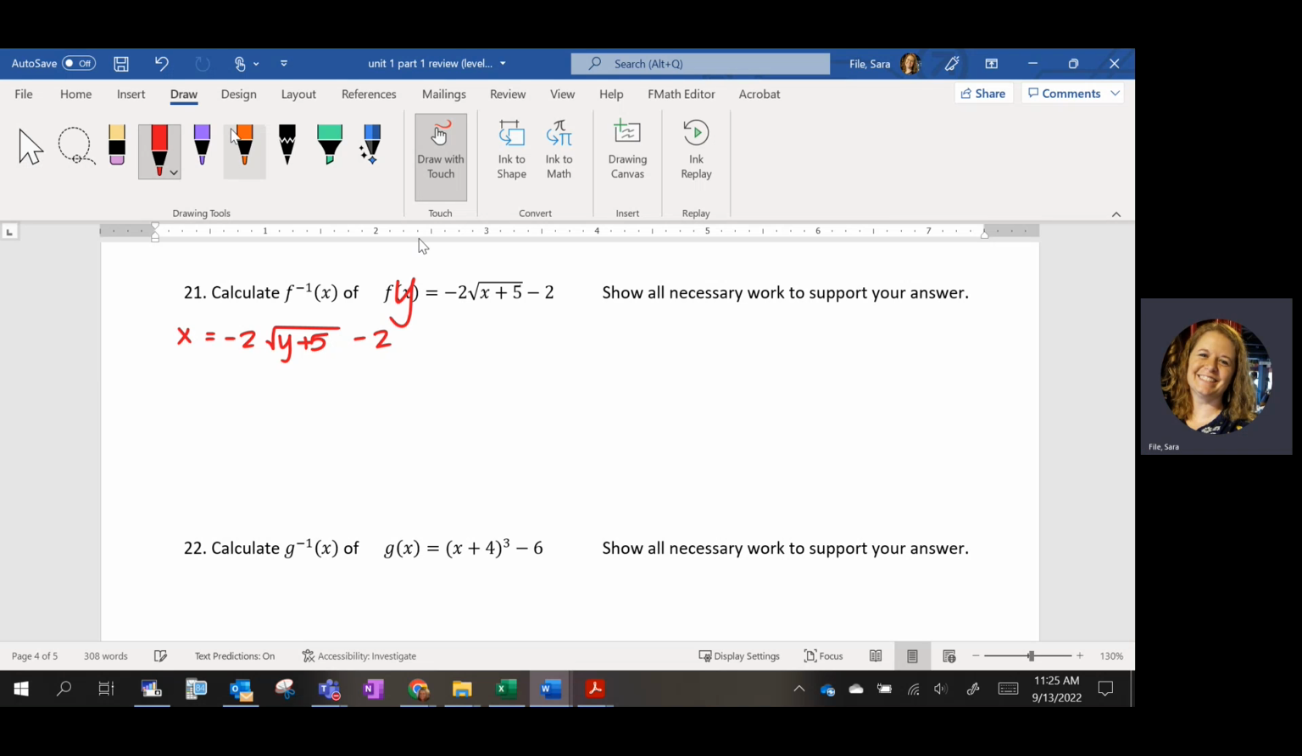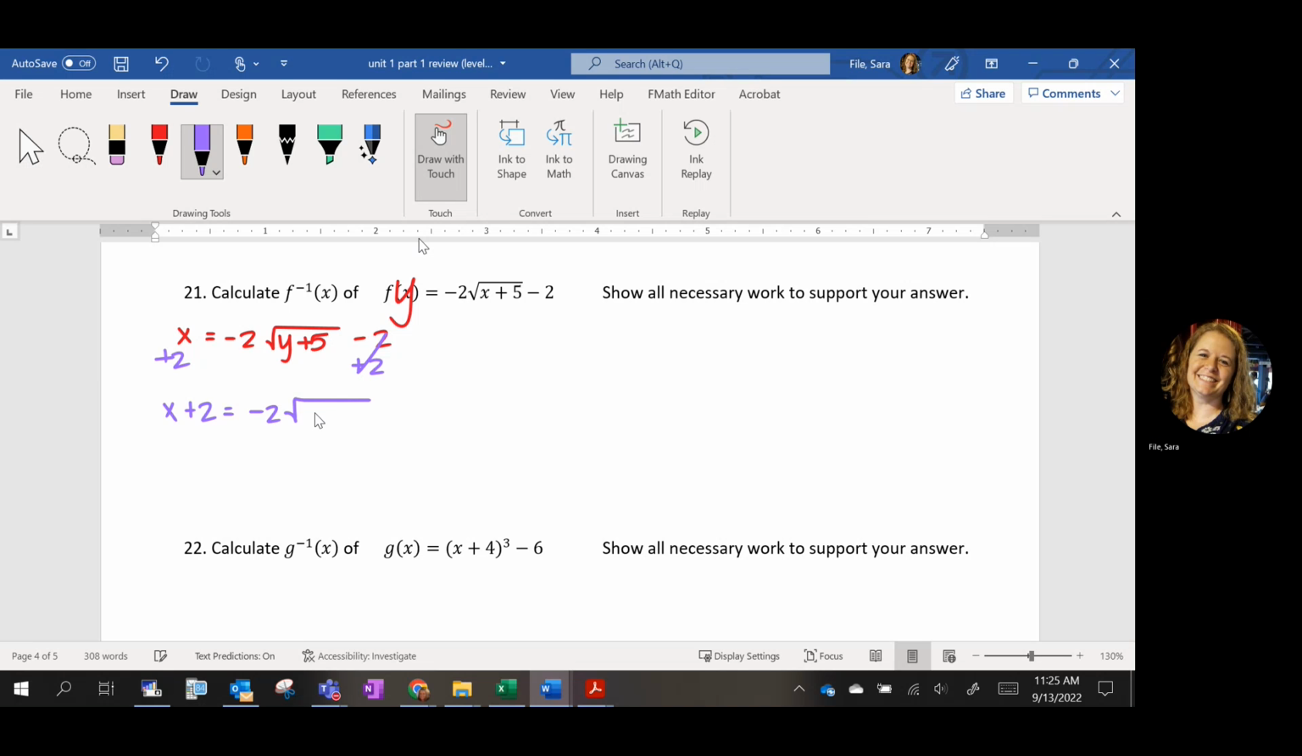Okay, and then we are solving. We want to solve for y. We want to get y by itself. So now it's basic algebra. Okay, so we're going to move the constant to the other side. We're going to add 2. We've got x plus 2 equals -2 times the square root of y plus 5.